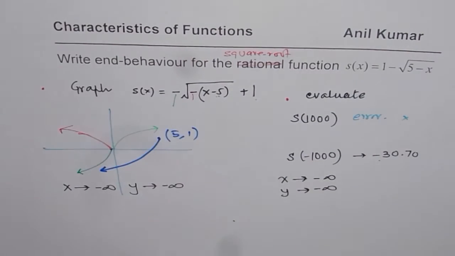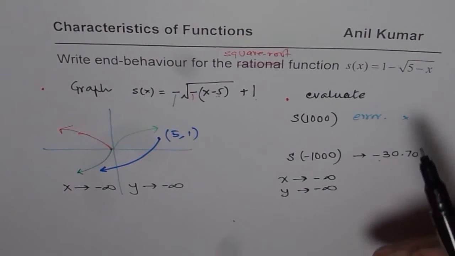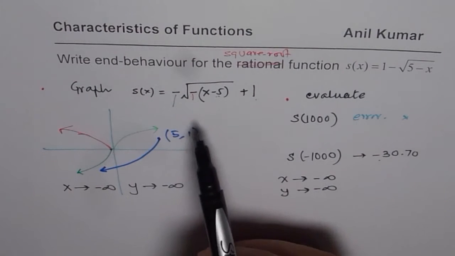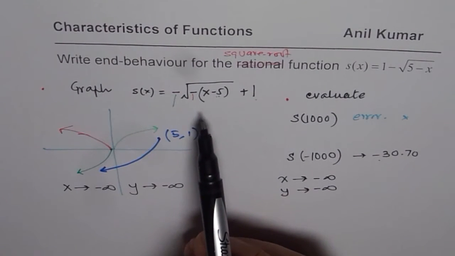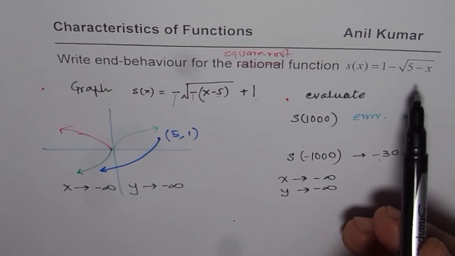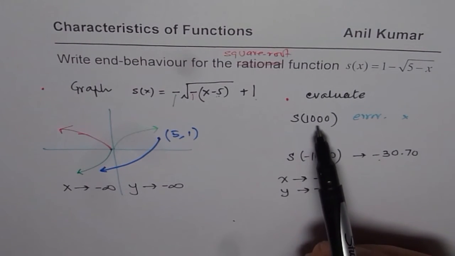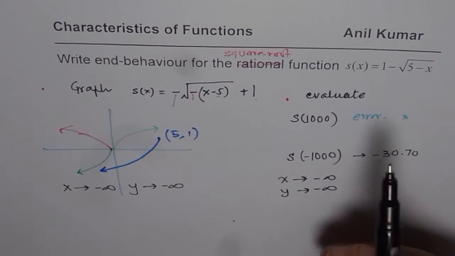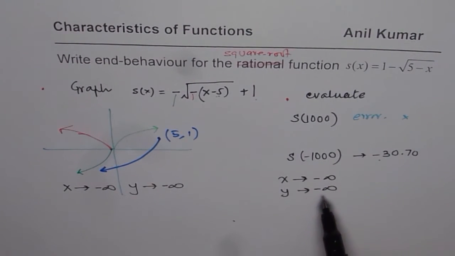So we can kind of get an idea by just placing the values. So if sketching becomes difficult, if you have a situation where you're running out of time, it's a multiple choice question, just substituting few values helps, right? So that is the end behavior, which is what you expected, right?